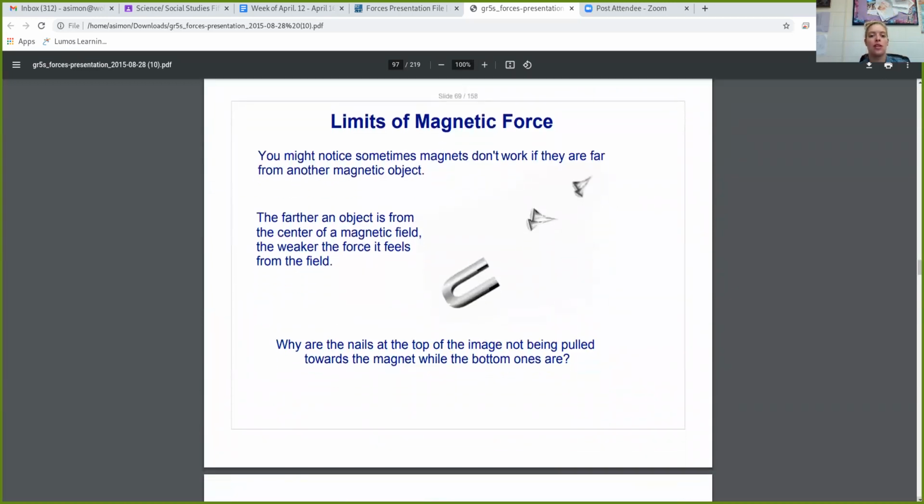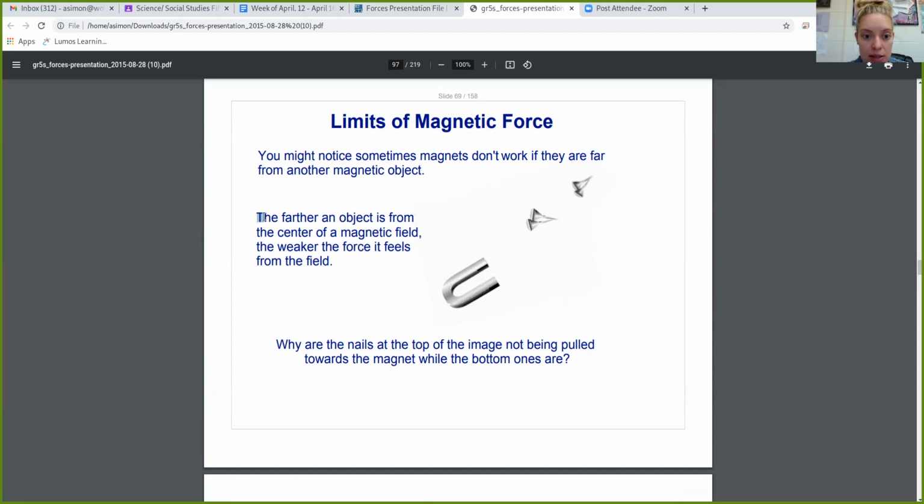You might also notice that magnets don't work if they're far from another magnetic field. The farther an object is from the center of a magnetic field, the weaker the force it feels from the field. If we look at this picture, these nails that are closer to the magnetic field are going to be pulled in because it's a greater force because it's closer. These nails over here are not going to be pulled in because it's farther away, so it has a weaker force.